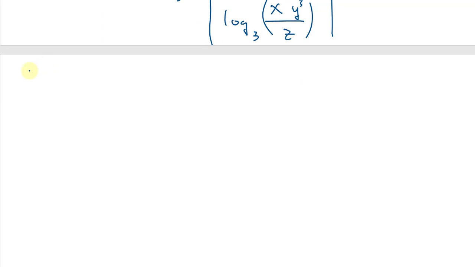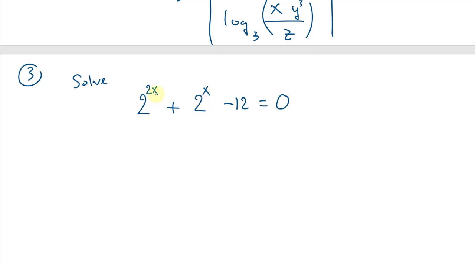Next question, number 3. You are asked to solve the following equation. This is the equation 2 to the 2x plus 2 to the x minus 12 equals 0. This is an exponential equation.